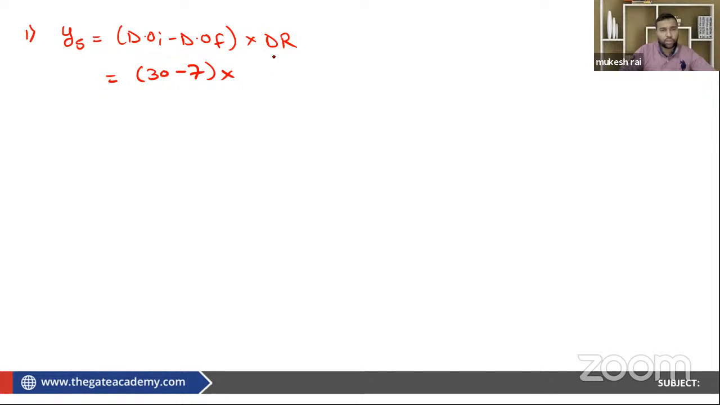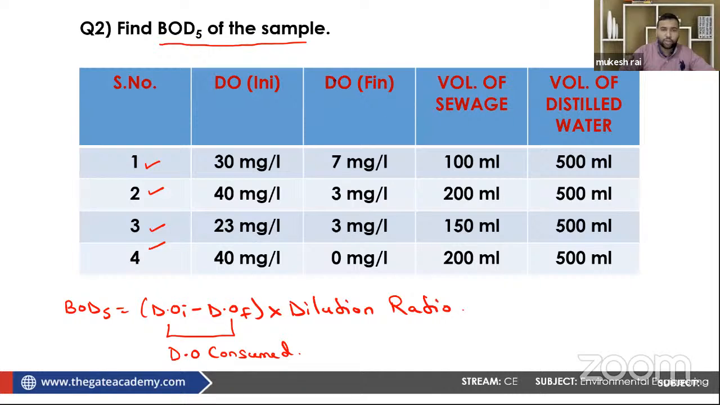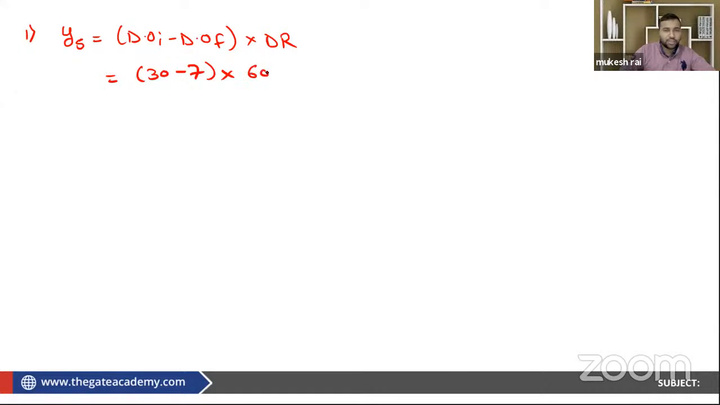Now dilution ratio means what? Volume of diluted sample upon volume of undiluted sewage. Now diluted sample volume is what? 100 plus 500, so diluted sample volume becomes 600 ml. So we will write here 600 ml upon the volume of undiluted sewage, that is 100 ml. From this we will cancel out. Just solve it. You will get the first sample BOD. It will be equal to 138 milligram per liter. That is the 5 days BOD of the first sample.